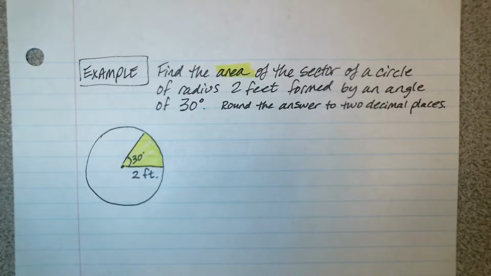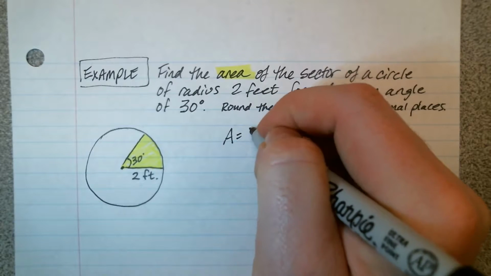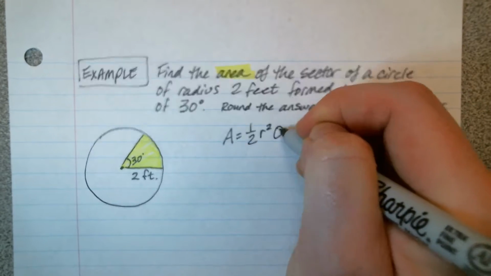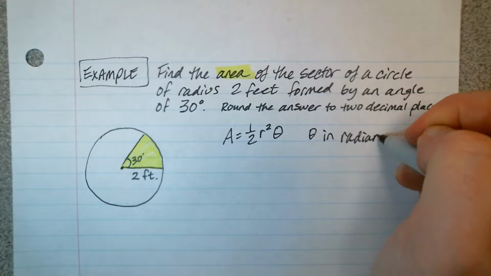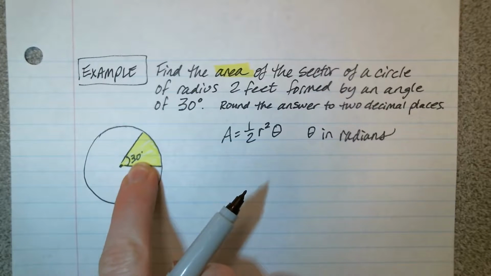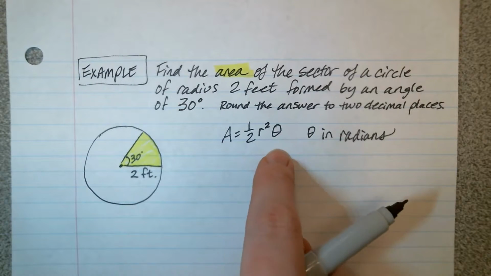Okay. So what I'm going to do is use the area formula for a sector of a circle, which is area equals 1/2 times the radius squared times the angle theta, but theta must be in radians. So the first thing that I need to do is actually convert my angle from degrees to radians. Again, it has to be in radians to even use this formula.